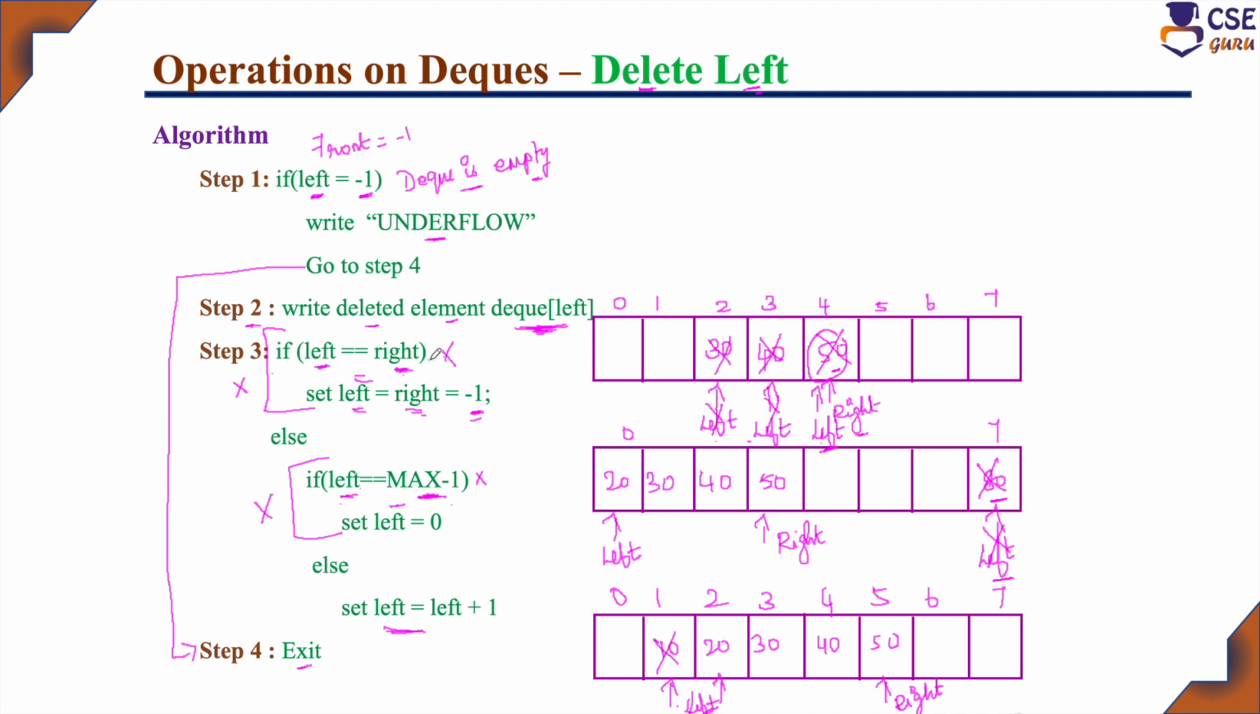If left and right are pointing to the same memory location, meaning there is only one element, after deleting that, set the left and right pointers to minus 1 memory location. Else, if left is pointing to max minus 1 memory location, after deleting that element, set the left pointer to the 0th memory location. Else, increment the left pointer by 1 position, and the element will automatically be deleted. So these are all the cases for the delete left operation in the Deque data structure.